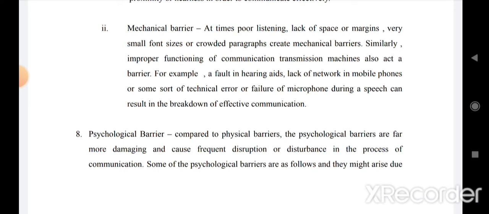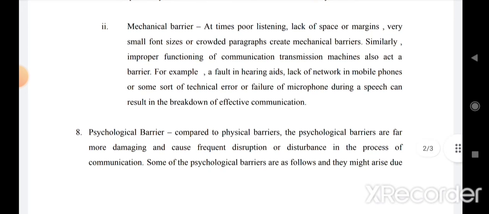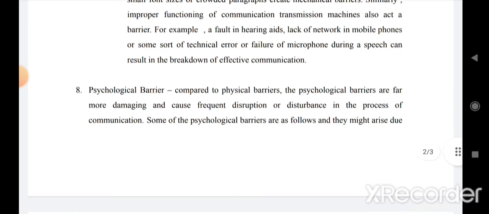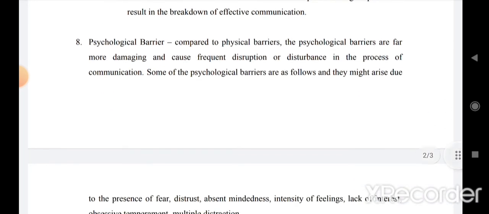mechanical barrier. There can be some kind of technical error or failure of a microphone during a speech. An auditorium is full of people, and the person who is standing on the podium, if the mic fails to work, then the communication process is hampered or disturbed, and it becomes a part of mechanical barrier. So these things all hamper or break down the process of effective communication, and this is what we need to take into consideration. Next, we will be talking about psychological barrier.